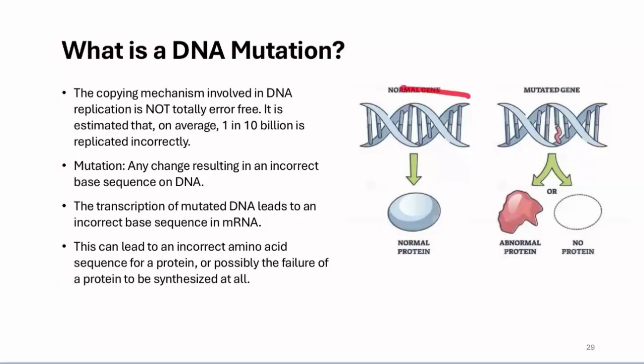If we have a normal gene that is going to be transcribed and then translated, it leads to a protein. Having a mutation not only could lead to the production of an abnormal protein, but it could also lead to the production of no protein.